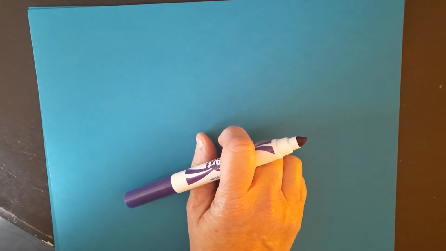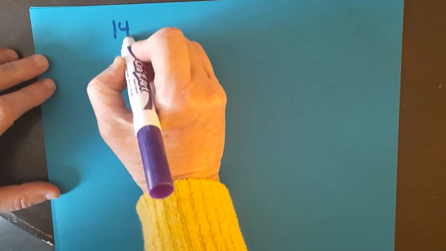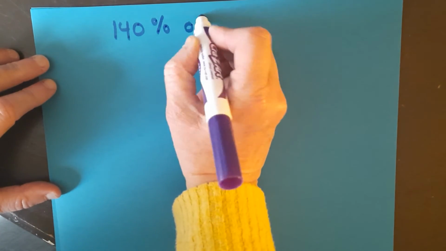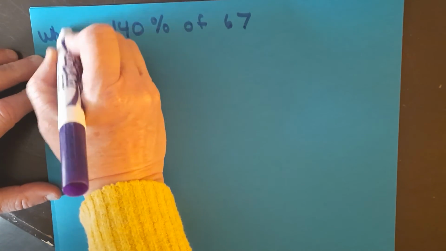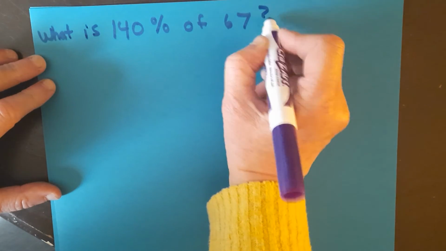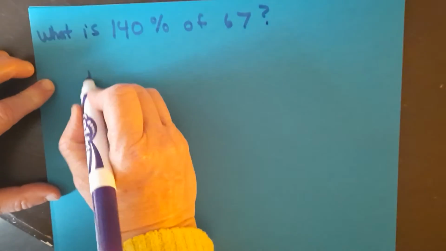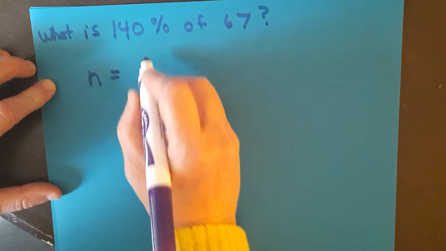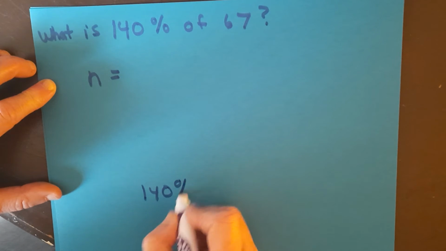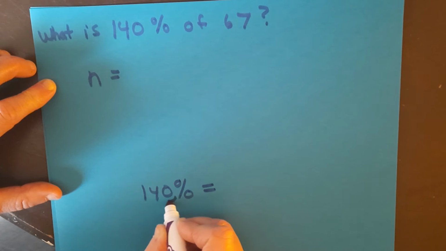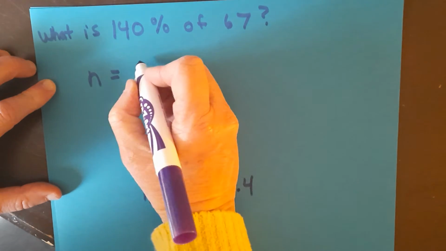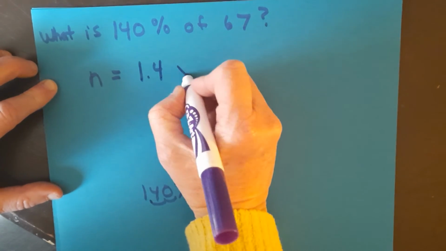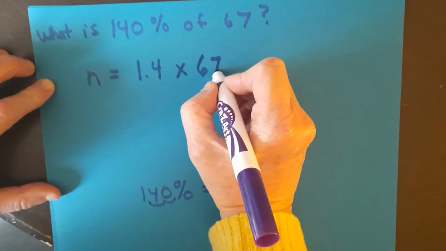We can do, what is 140% of 67? What is? All right, let's do the math code. What is N? Is equal to 140%. We need to change it into a decimal, so we move the decimal point over to the left twice, and we get 1.4. 1.4, of is multiply, 67 stays 67.